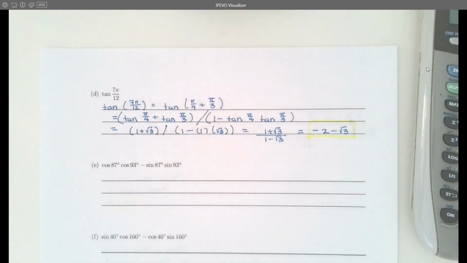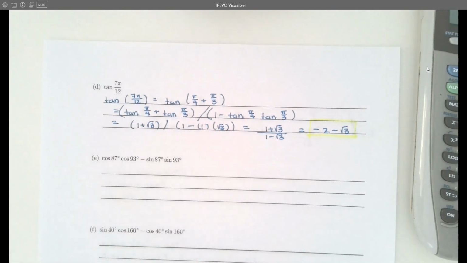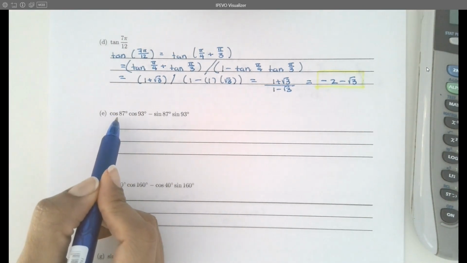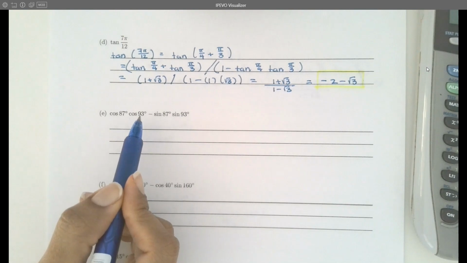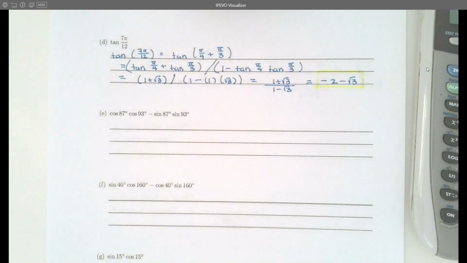We're now going to take a look at a different type of problem in which we have more than one term and we have a product of potentially two trigonometric terms, or maybe even squares, as in the case of G and H. So for this one, we have cosine of 87 degrees times cosine of 93 minus sine 87 sine of 93.